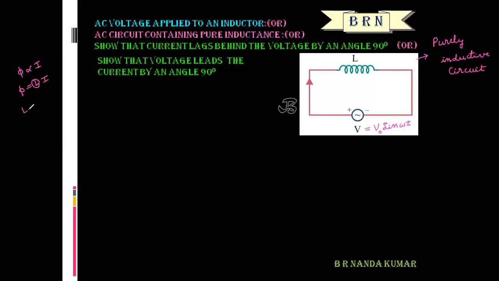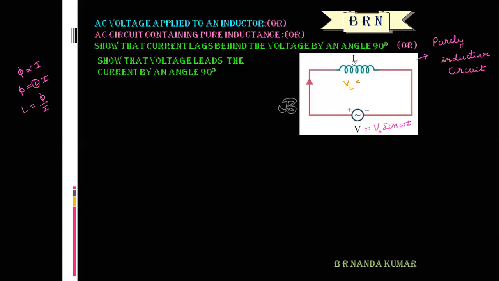What is the meaning of inductance? Inductance means the ratio of magnetic flux to the unit current flowing through the inductor. So whenever the magnetic flux linked with the coil changes, what happens? An EMF is induced in the coil or inductor. That EMF opposes the change in current.